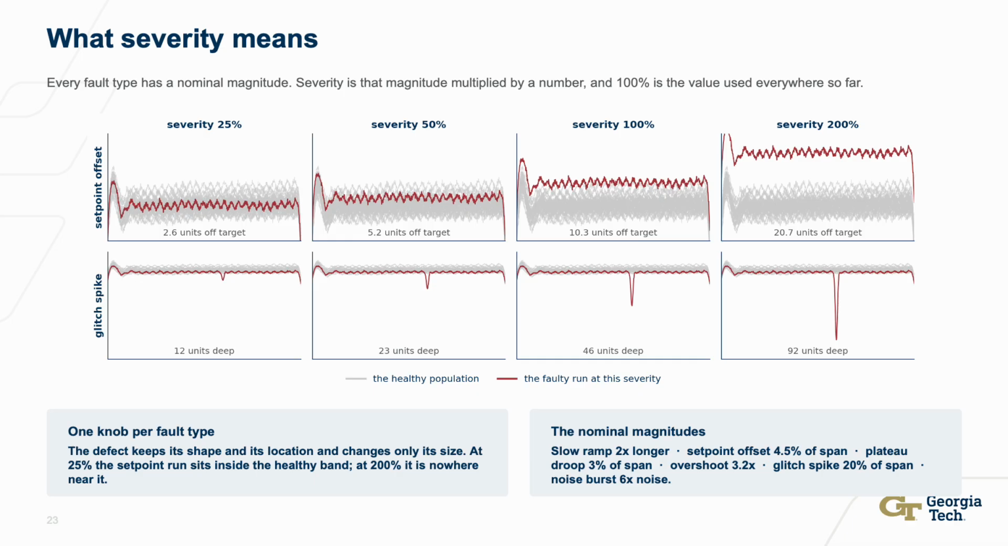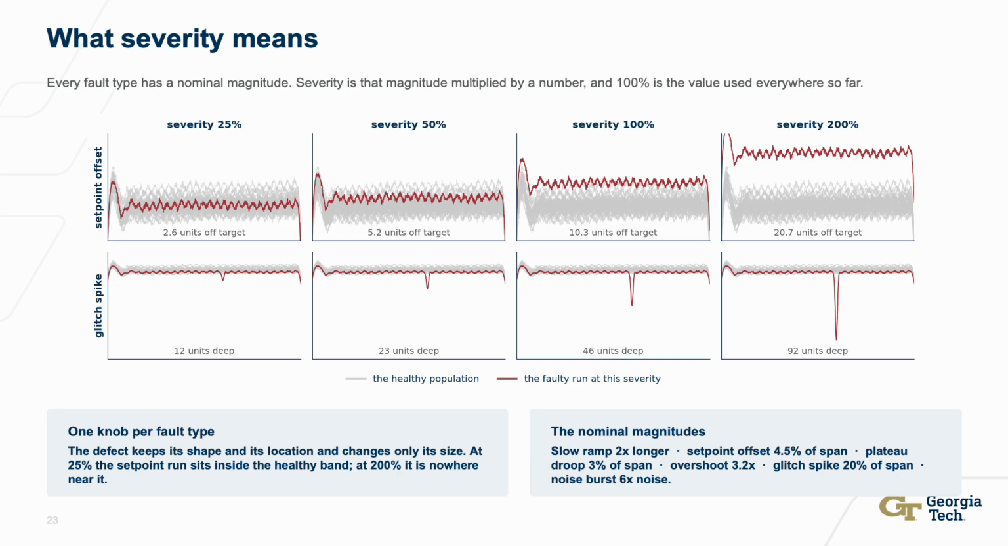Top row is a set point offset at 4 severities. At 25%, the plateau sits 2.6 units off target, which is inside the spread of the healthy population, and no honest detector would flag it. At 100%, it is 10.3 units, a value from earlier this lecture. At 200%, it is 20.7 and completely separated. The bottom row does the same for a glitch spike from 20 units dip to 92. Two things follow. First, asking whether a detector catches set point offsets is not a well-posed question until you say how large an offset.